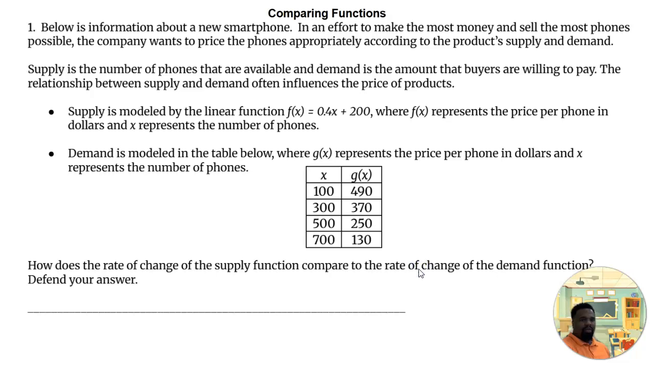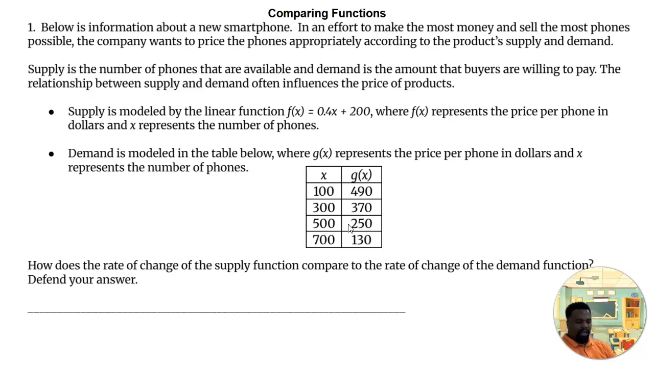All right, and then let's look at this one. We're looking at a smartphone, and we want to make the most money and sell the most phones possible. The company wants to price the phones appropriately. So look at the supply function, 0.4x plus 200, and then look at the table. How does the rate of change for the supply compare to the rate of change here? So let's take a look.